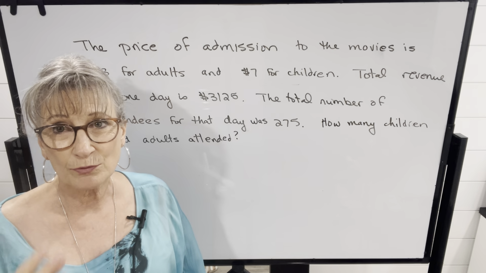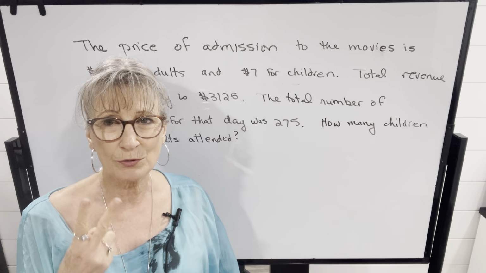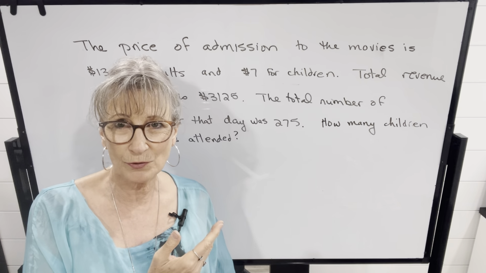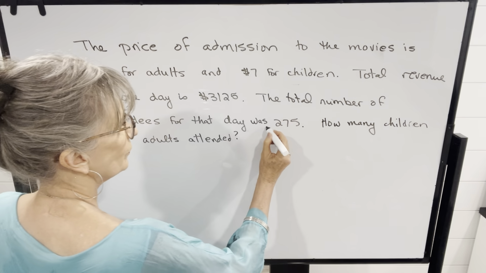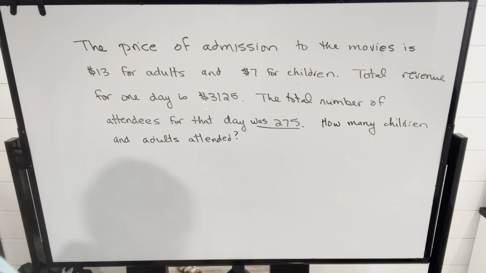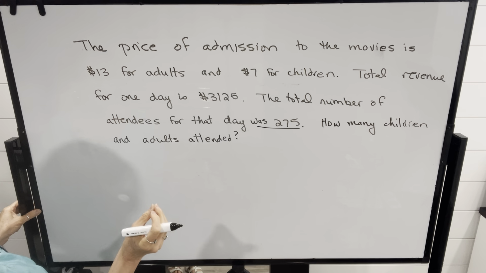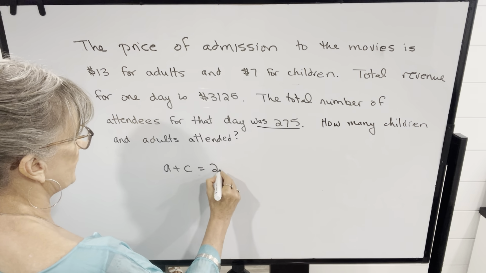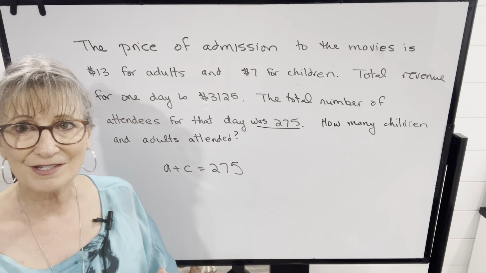So this is an equation where we have two things that we don't know. And in order to solve a problem where we have two unknowns, we need two equations. So let's look at the problem and see what we can use to obtain our two equations. First of all, we know that the total number of people that attended that day was 275. So if I let A be adults and C be the number of children, I know that A plus C is equal to 275. That's one equation.